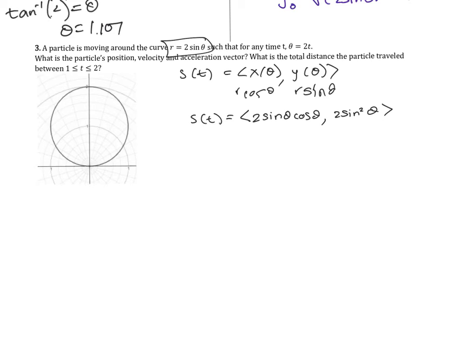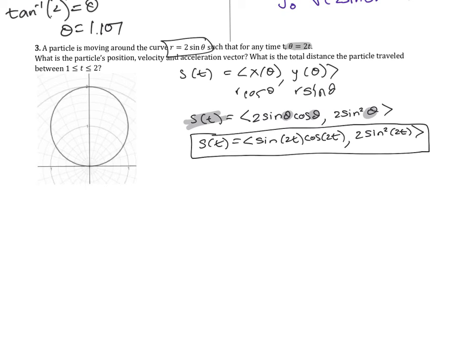However, right now, this is in terms of theta, and we need to modify this to be in terms of t. S of t is a function of t, which means we need our vector to be in terms of t. So we're going to substitute in 2t for each of our thetas. That's going to give us that s of t is 2 sine of 2t cosine of 2t and 2 sine squared of 2t. And this is fine for our position vector.